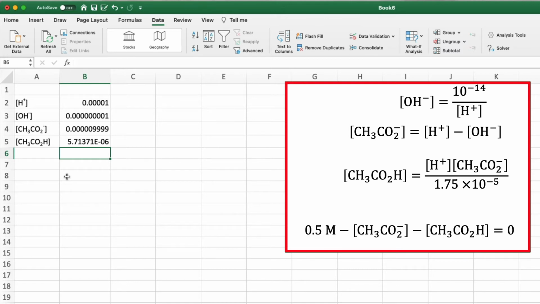So basically what I've done is I've set it up so that our function equals zero. Okay, so I'm going to put equals 0.5 minus the acetate concentration minus the acetic acid concentration. Okay, so that should all equal zero. But what I'm going to do here is square it. Okay, so right now that's about 0.25.